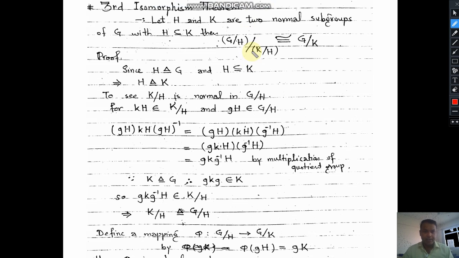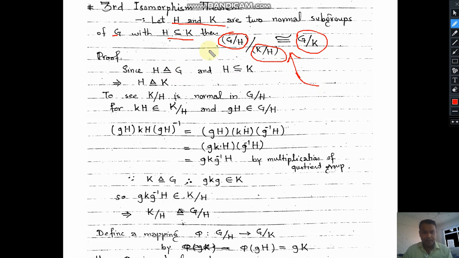Today we are going to discuss the last topic of this course, and the topic is the third isomorphism theorem. The statement of this theorem is: H and K are two normal subgroups of a group G, and H is a subset of K. Then we will show that the quotient group of G/H over K/H, that is (G/H)/(K/H), is always isomorphic to another quotient group G/K. This is our target, and as you know, this is a specialization of our first isomorphism theorem.